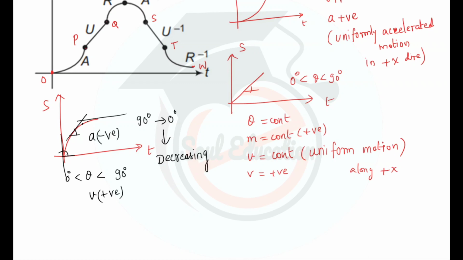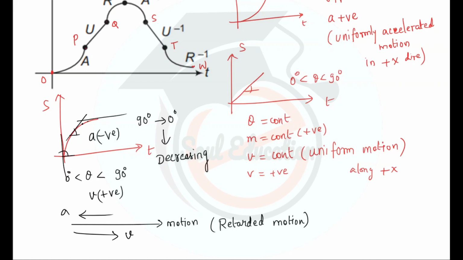Understand this well. If I give a diagrammatic representation, this is my direction of motion. My velocity is positive, in the direction of motion, the positive x direction. But it is decreasing, because my acceleration is in the opposite direction. Acceleration is negative. This motion is called retarded motion.